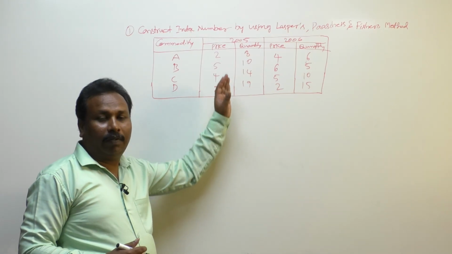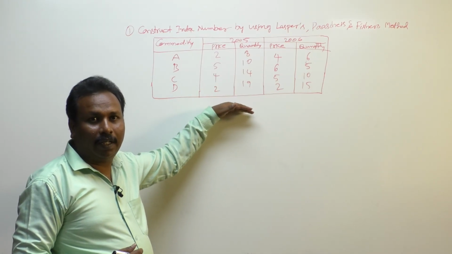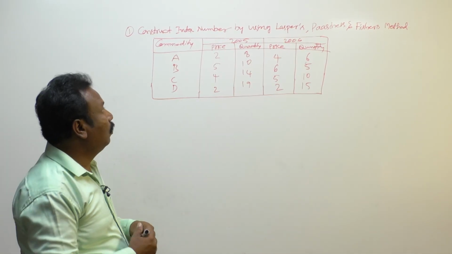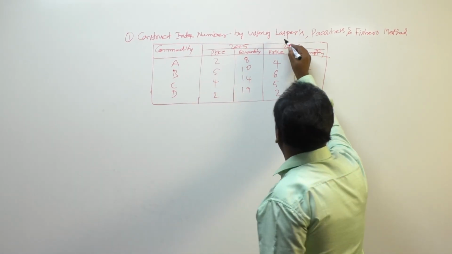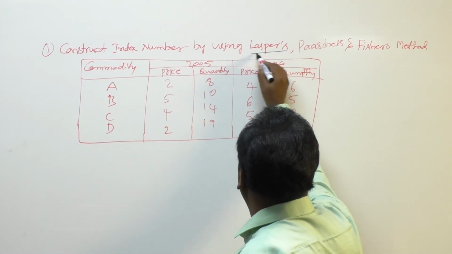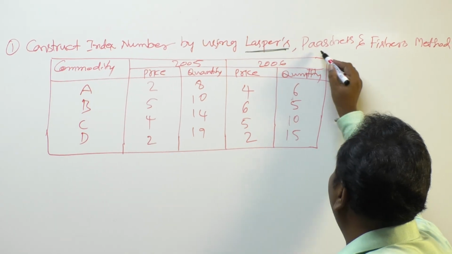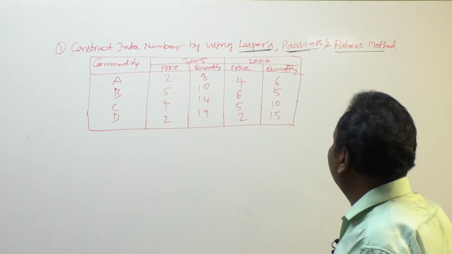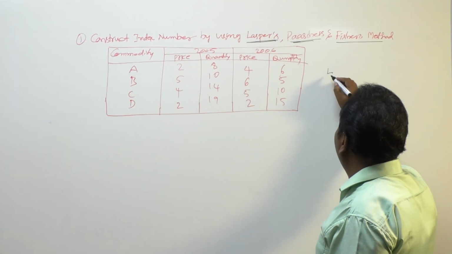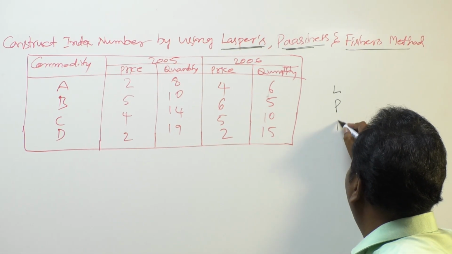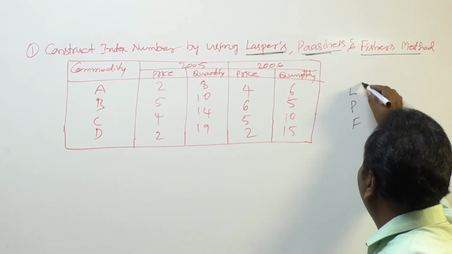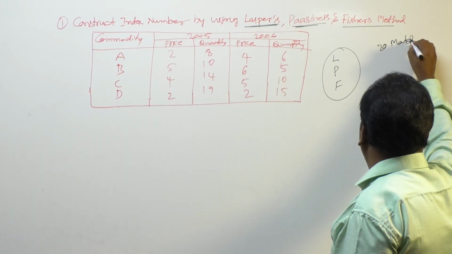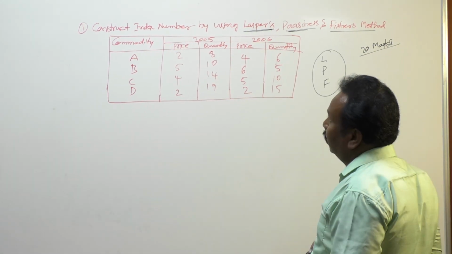In the previous session we discussed various methods of index numbers. Under the weighted index method, the question asks for a 10-mark case or a 20-mark case study: Laspeyres' method, Paasche's method and Fisher's index method. Here, the 20-mark case study is being asked.